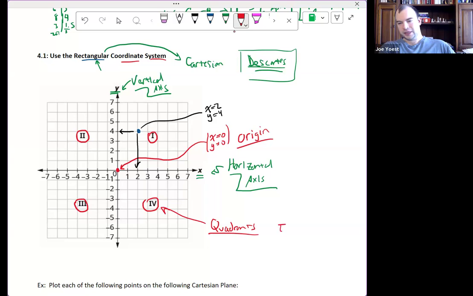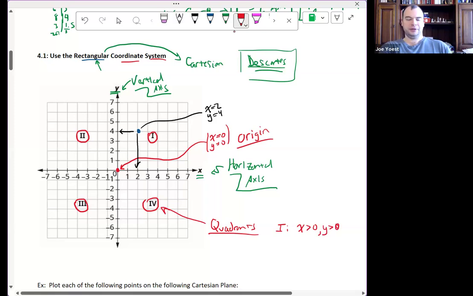We notice in quadrant 1, X and Y are both bigger than 0. Quadrant 1 is the corner, or the quarter, however you want to say it, of the plane where my X numbers are positive and my Y numbers are positive. I'm at 1, 2, 3, 4 on X, but also positive numbers on Y. And then I go around counterclockwise. So my quadrants are labeled counterclockwise.